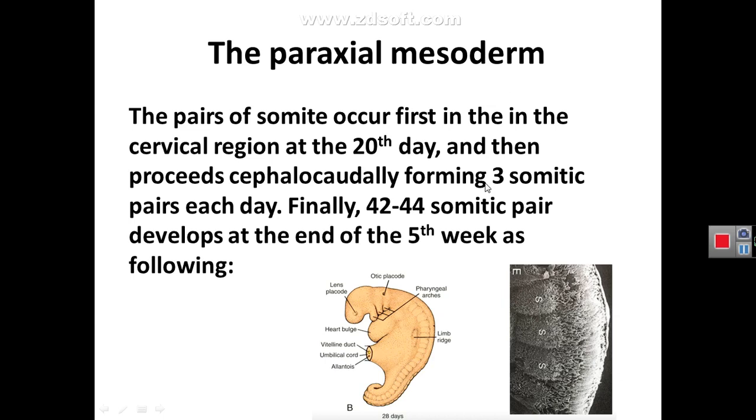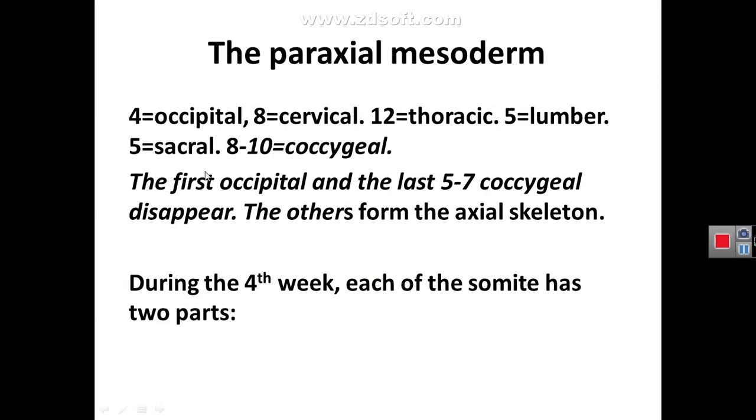But what is surprising is that number, the total number. We are saying 42 to 44. Why? Because the number of somites will be as follows. We will have 4 pairs of occipital somites, and then more caudally we will have 8 pairs of cervical somites, and then 12 pairs of thoracic somites, 5 lumbar pairs of somites, and 5 pairs of sacral somites.